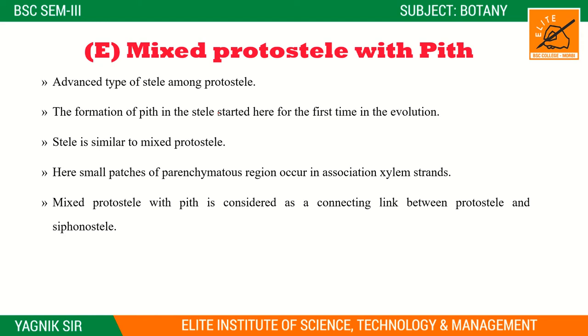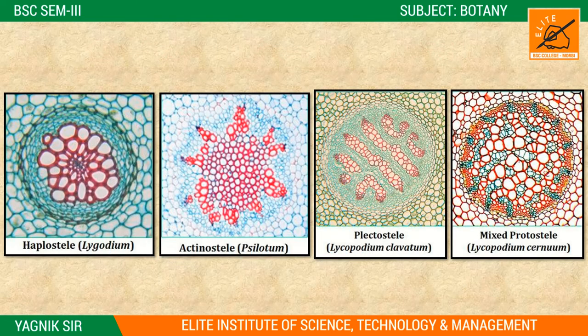So mixed protostele with pith is considered as a connecting link between the siphonostele and the protostele. Some examples are here: Hymenophyllum demissum and Lepidodendron selaginoides. These two species have the advanced type of the protostele. That means mixed protostele with a pith.